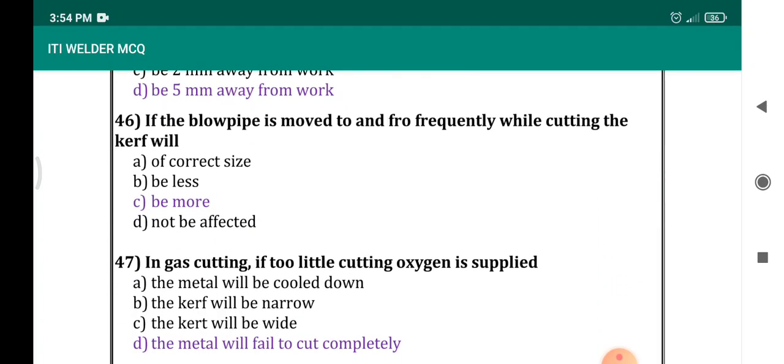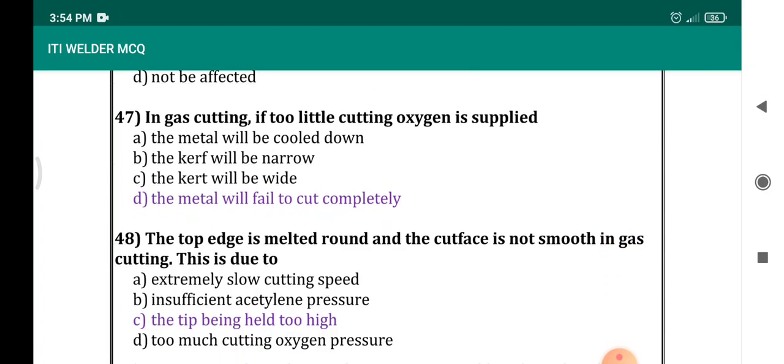If the blowpipe is moved to and fro frequently while cutting, the curve will be more. In gas cutting, if too little cutting oxygen is supplied, the metal will fail to cut properly. For cutting, excess oxygen should be provided: after heating, we provide excess oxygen for carrying out the cutting operation.